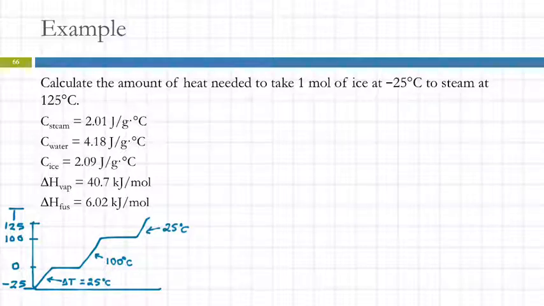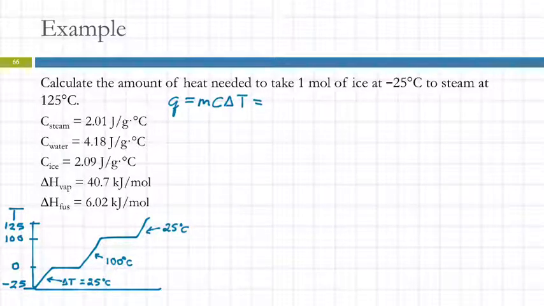One of the common mistakes students will make is they'll take the entire range, 125 minus 25, end up with 150 if they do their math right. And then they'll use that for all the things. That's not right. You have to look at each segment separately. So let's just start at the beginning. This first segment, we're changing temperature, so we're going to use Q equals MC delta T.